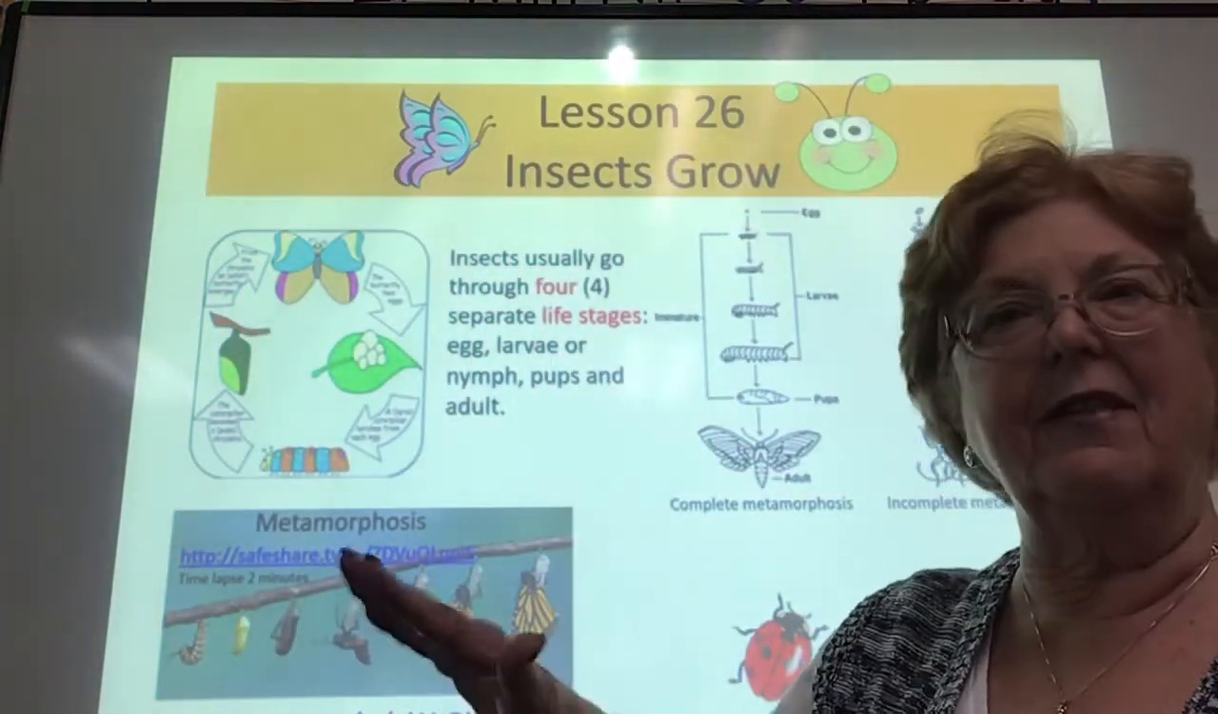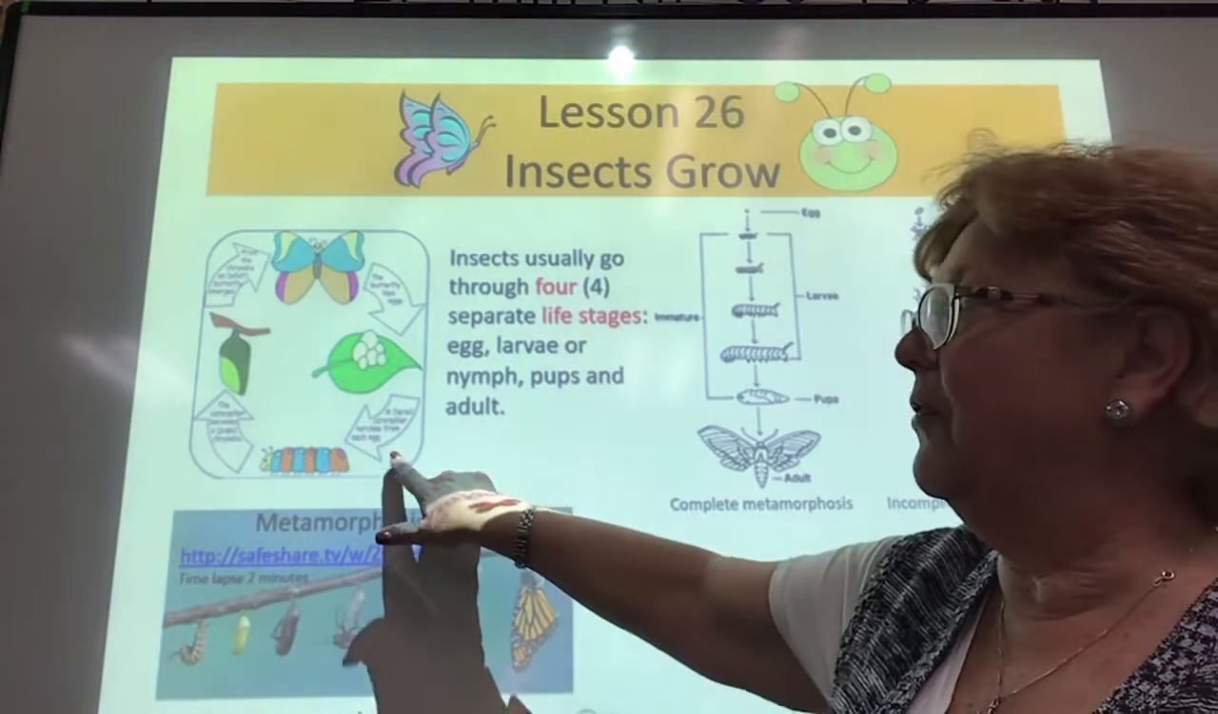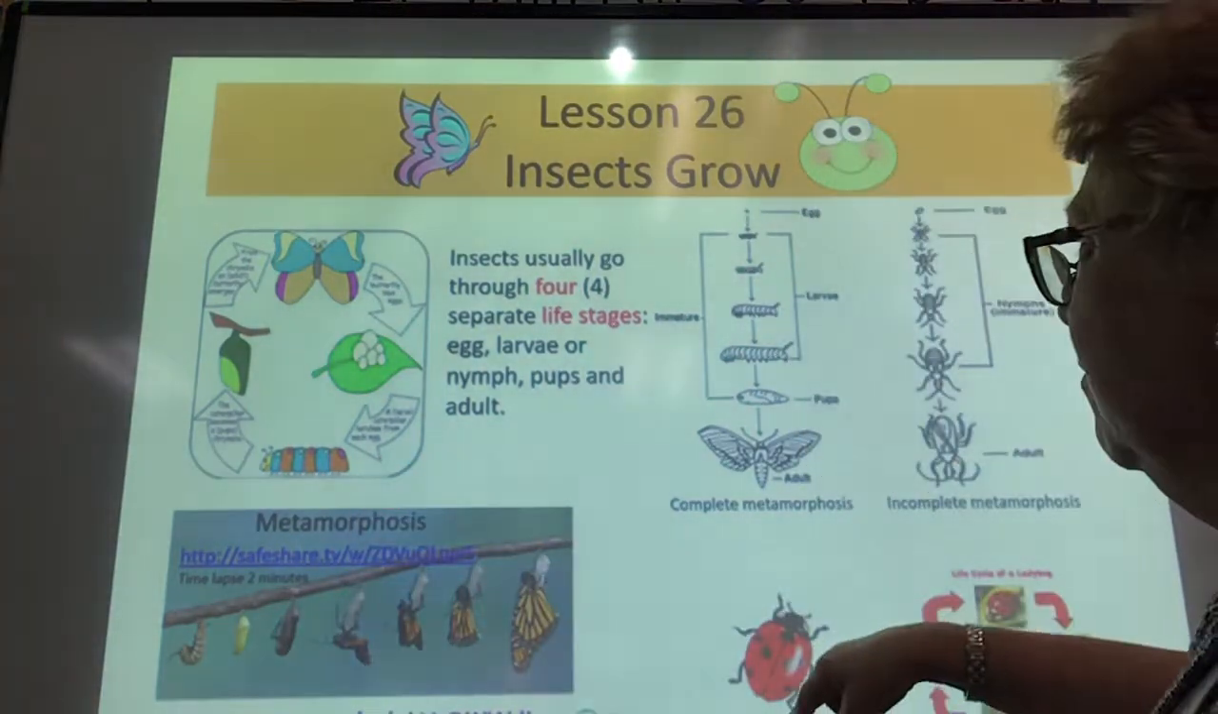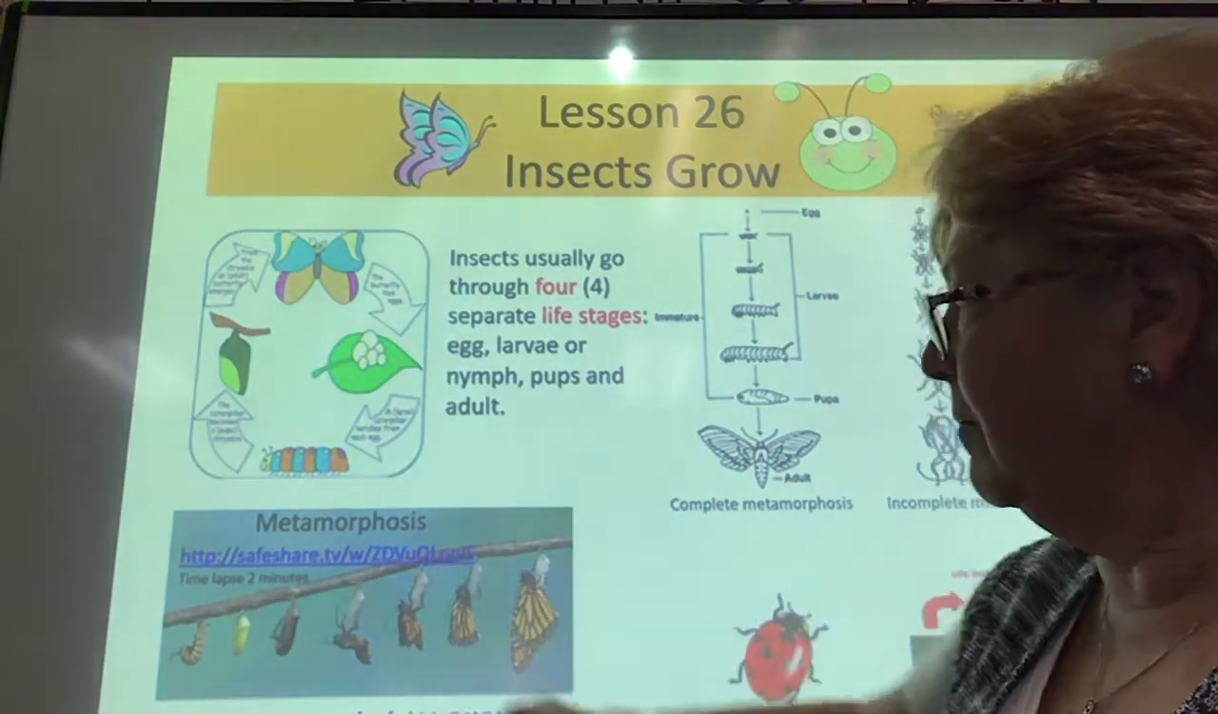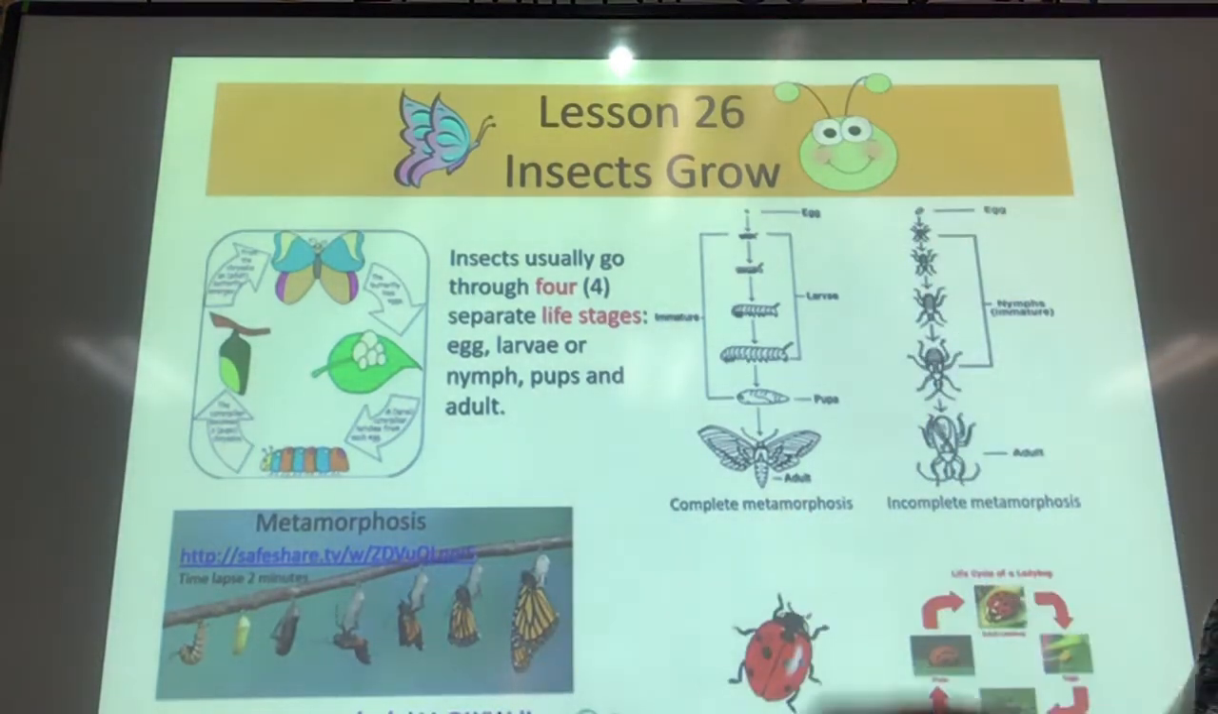Where it rains and then you've got evaporation. So this is the life cycle, okay? Now we have metamorphosis, which is what we're gonna see in a minute, and we have complete metamorphosis.